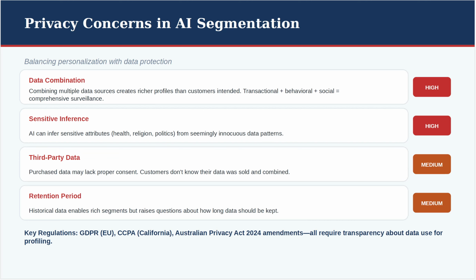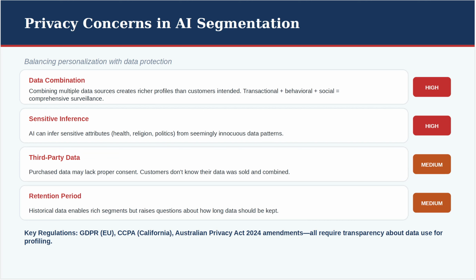And then the retention period. So old data makes better segments. But does a 5-year-old browsing session, is it relevant to the customer still today? So long retention may mean better models. Short retention means privacy respect. Find the balance. You have to find it.